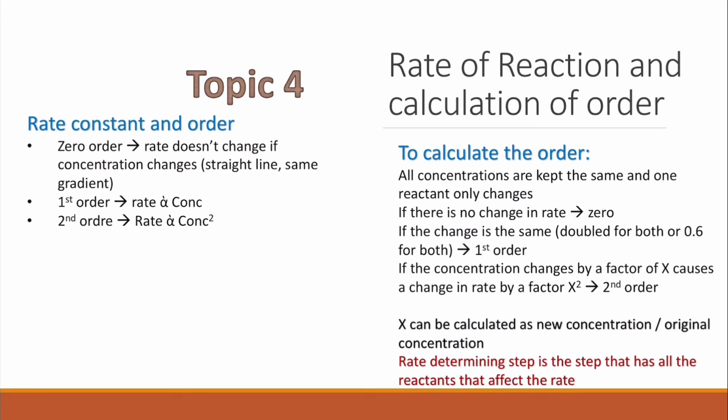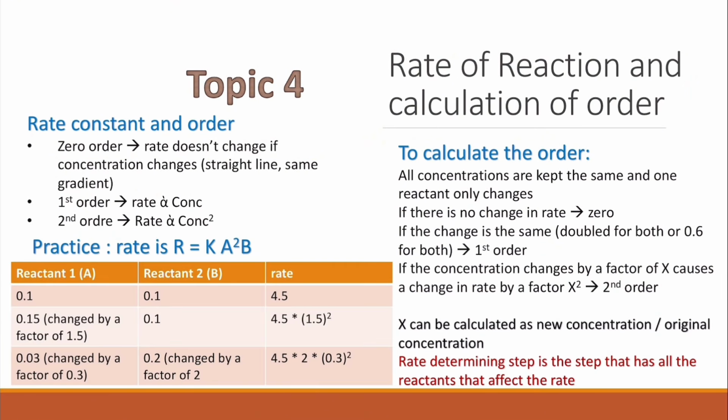It's the step that has all the reactants that affect the rate. So this is a practical example for the table that they provide you in the exam. If we have rate equals k, which is the rate constant, times [A] squared and [B], which means it's second order for A and first order for B. Then for reactant A, the initial concentration is 0.1 and B is 0.1, and that was the rate.